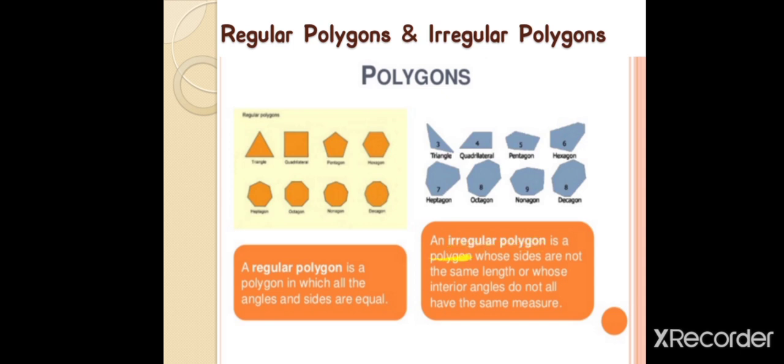So an irregular polygon is a polygon whose sides are not the same length or whose interior angles do not all have the same measure. Means the angles are going to change as well as the side lengths for this type of polygon. That's why it is called an irregular polygon. And those polygons which have equal side lengths as well as equal interior angles are called regular polygons.